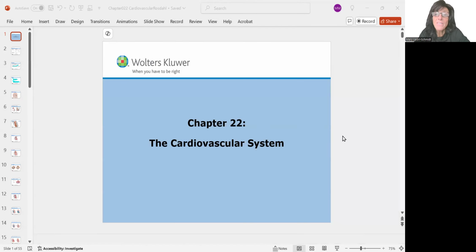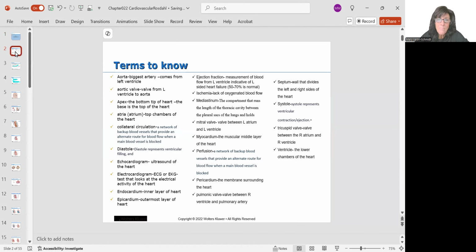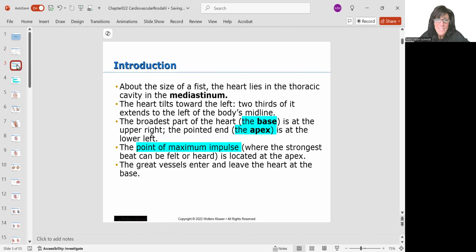Here's Miss Mary again. This is chapter 22, the cardiovascular system, which I love. So get ready. Let's get moving and go through the cardiovascular system. I have included on the very first slide terms that you need to know with the definitions of them. You're welcome. Okay, so what is the heart?